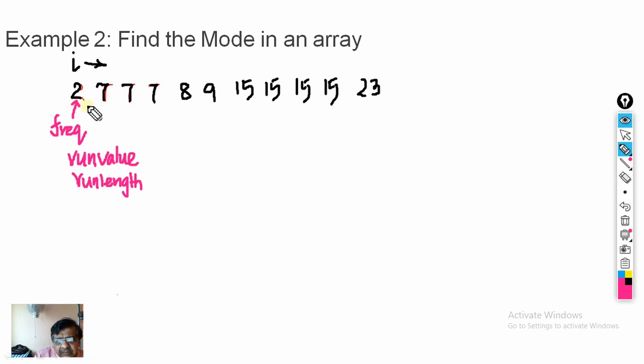Run value will keep changing. Whenever it remains the same, it continues as it is. When it becomes different, run value over here becomes 8, run value will become 9 over here, run value will turn into 15 over here. That's how the comparison goes on. The ease with which the problem is solved lies in the sorting of the array. We sorted the array, therefore all equal valued elements came together and sat side by side. Now the searching becomes very easy, the counting becomes very easy, and finding the modal value also becomes very easy.